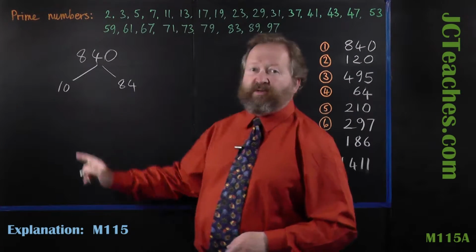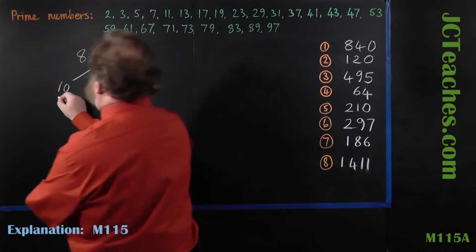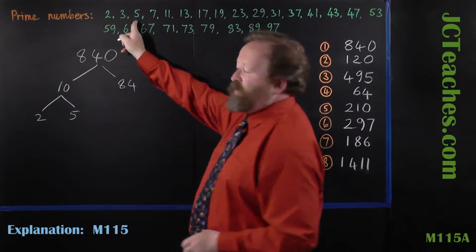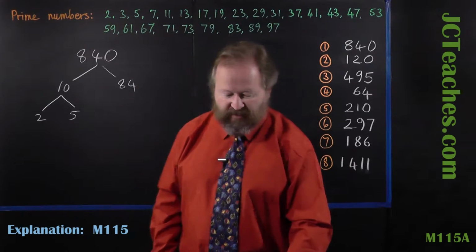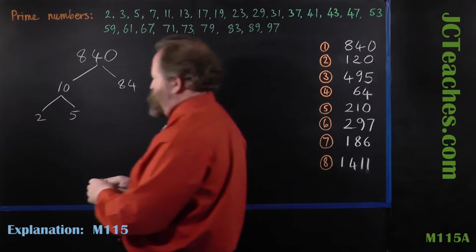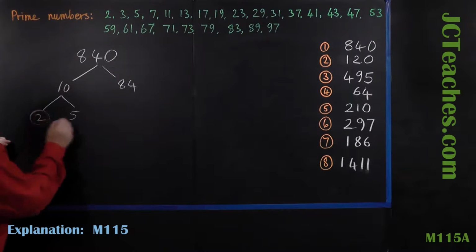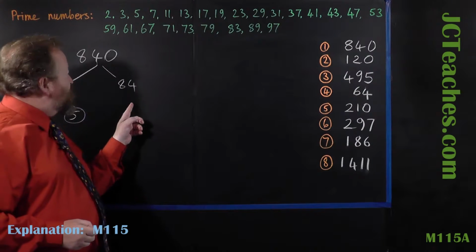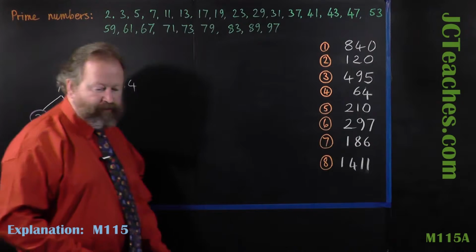10 is 2 times 5. And as you can see, 2 and 5 are both prime numbers. So those two are actually prime factors. So I can put a circle around those, and those two, therefore, are sorted. Now I have to work out the factors of 84.